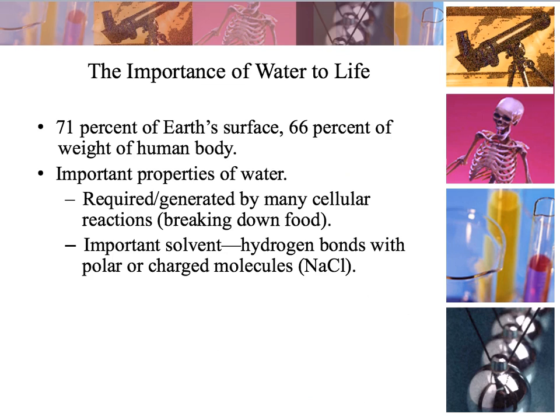Now, looking at water from a biological point of view, why is water important to life? We know that 71% of the Earth's surface has water on it. 66% of the weight of a human body is water weight. It is important because we need water in order to generate many cellular reactions to break down food. And it is very important as a solvent. Many of those chemical reactions are taking place inside of water. They're dissolved in water, so we have a lot of hydrogen bonds with polar and charged molecules. We're going to be going back to that chemistry when we talk about life and all the chemical reactions required in order to sustain life.